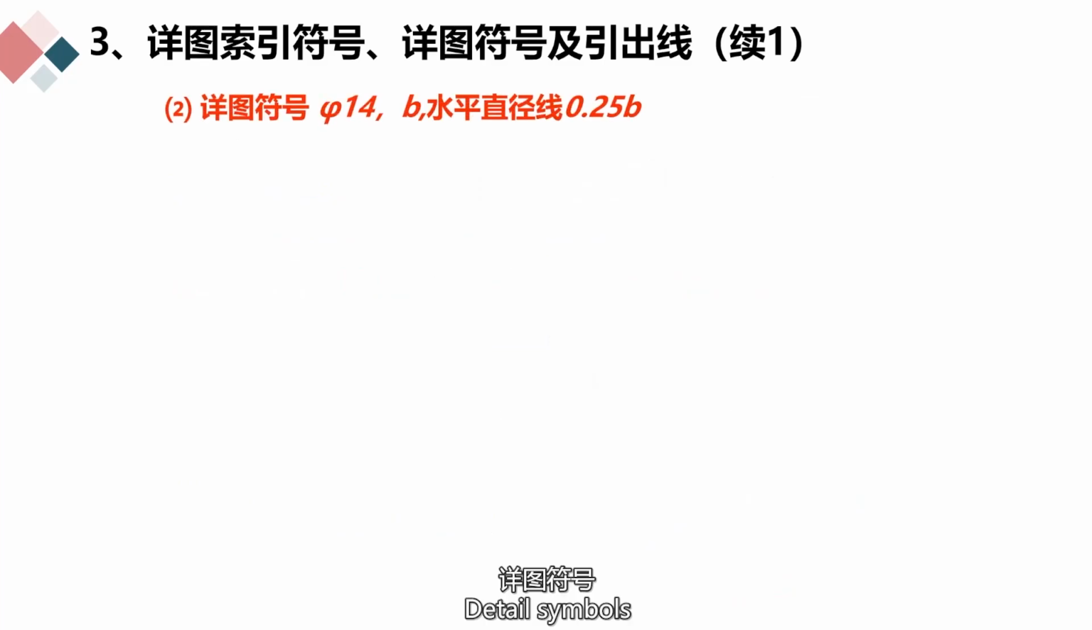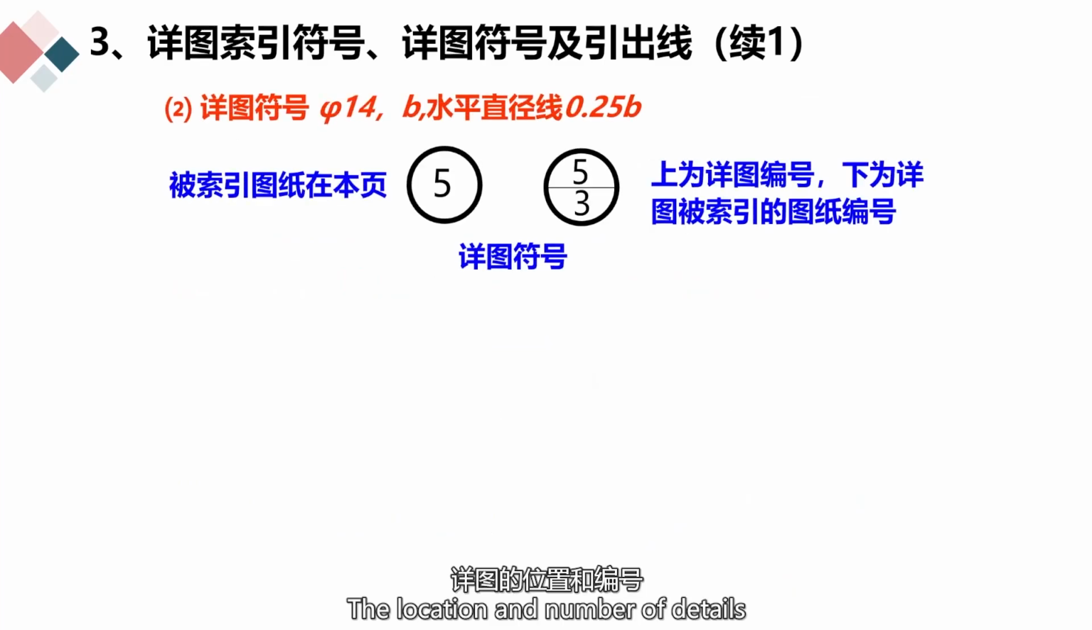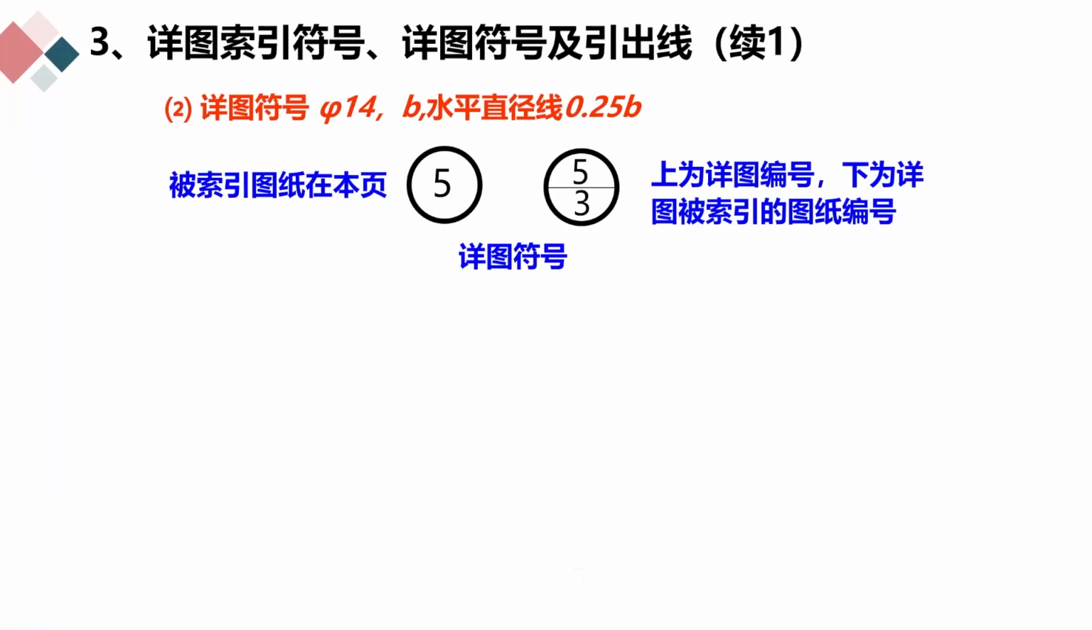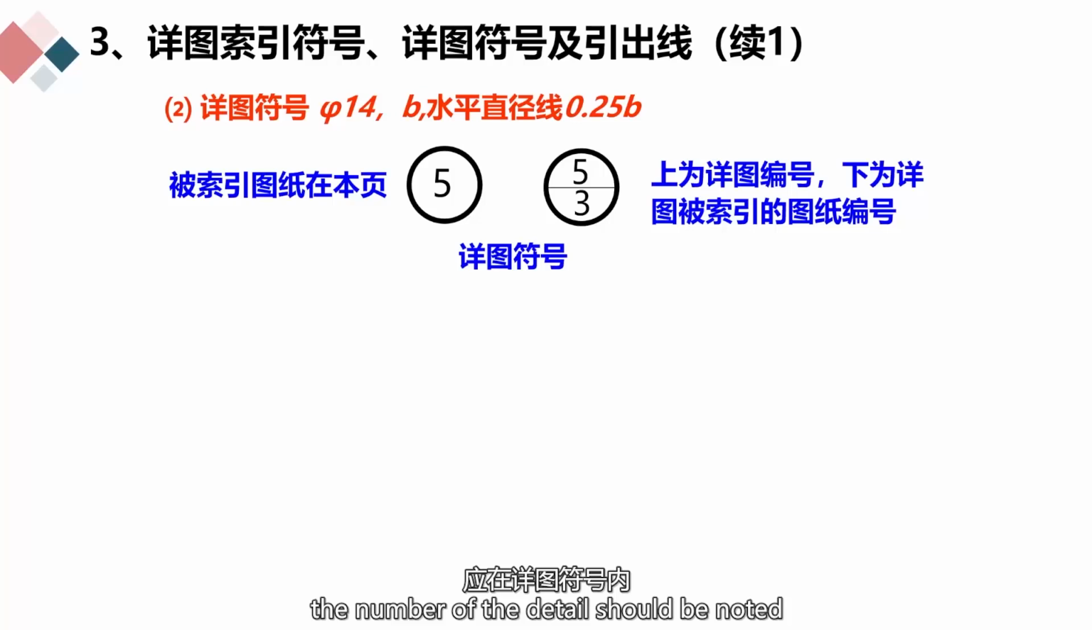Detail symbols. The location and number of details should be represented by detail symbols. Detail symbols are thick solid line circles with a diameter of 14 mm. When the detail and the indexed drawing are on the same sheet of paper, the number of the detail should be noted with Arabic numerals inside the detail symbol, such as detail number 5 in the figure.